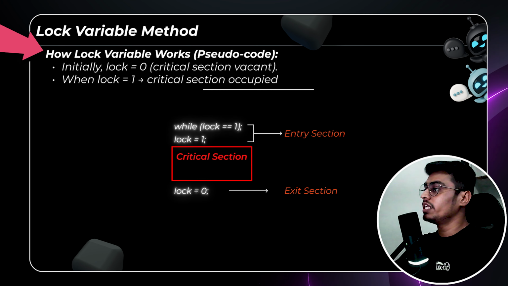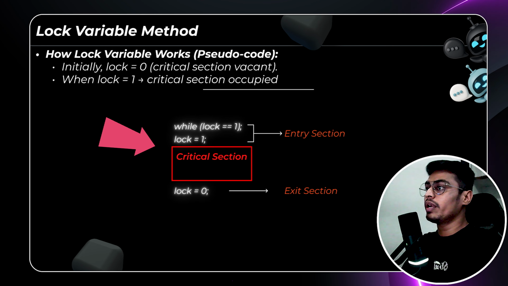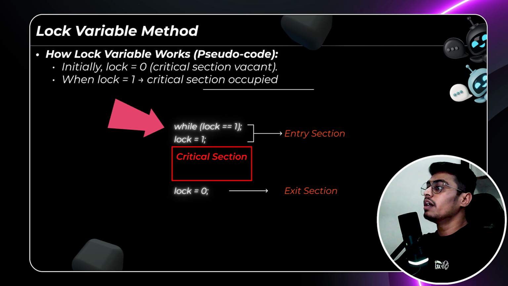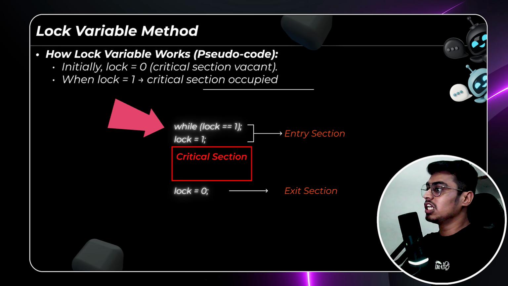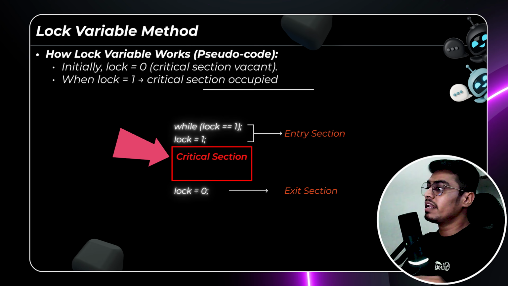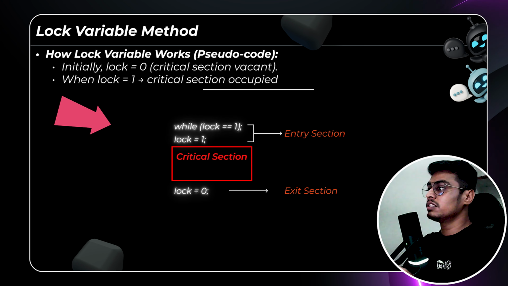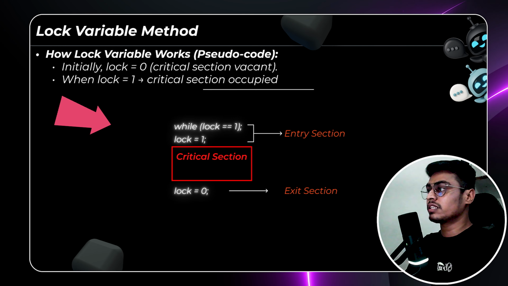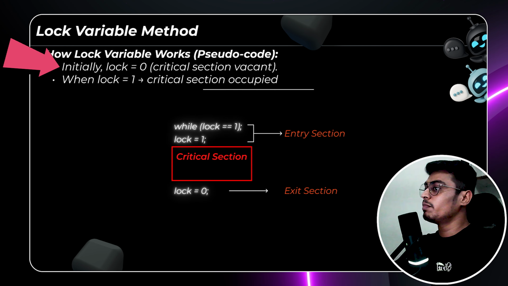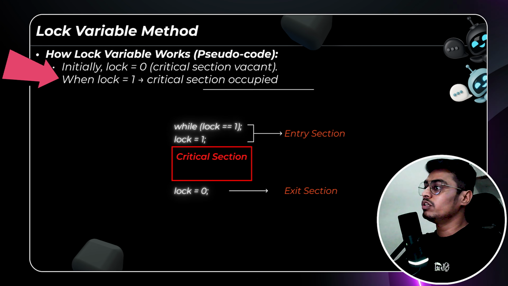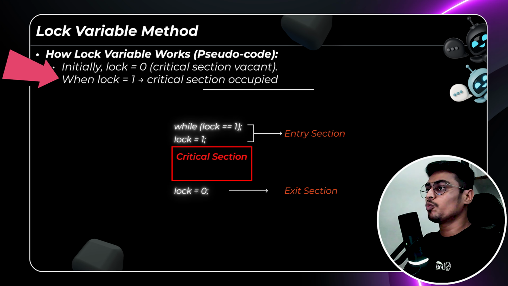Now how does lock variable work? Let me show you a pseudocode and explain it case by case. The entry section: while lock is equal to 1, wait. Then the critical section, and then the exit section: lock is equal to 0. So this is the whole code. We have discussed before that we have to write entry section code, then critical section, and then exit section code. Initially the lock variable value is 0, indicating that the critical section is vacant. When the lock value is 1, it means the critical section is occupied by some process.